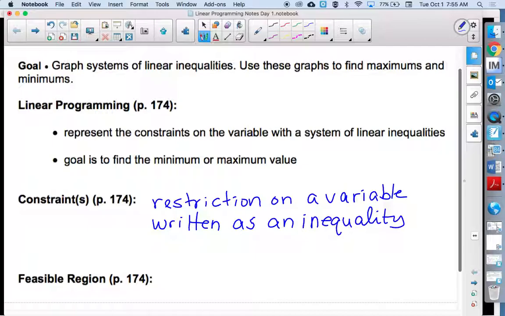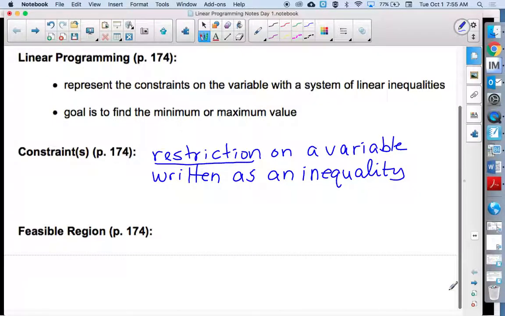So constraint and restriction, those would be two good synonyms. A constraint is a restriction. And when you restrict something, you write it as an inequality. So x is greater than or equal to 0 is a restriction. All of your x values must be positive. So you're restricting x to a certain value.